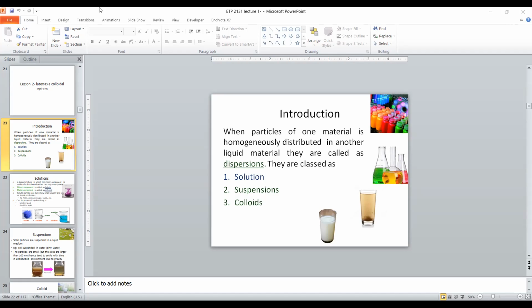But suppose you add sand into water. What will happen? Sand will not dissolve in water, it separates. But if you add some soil sample to water, what happens?